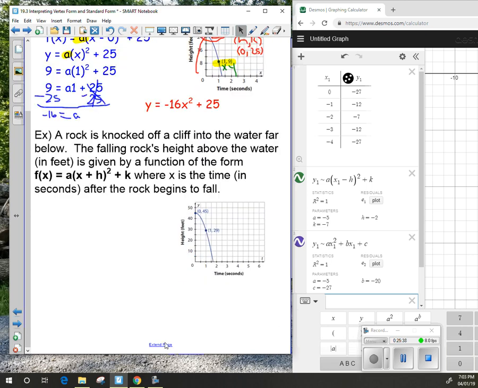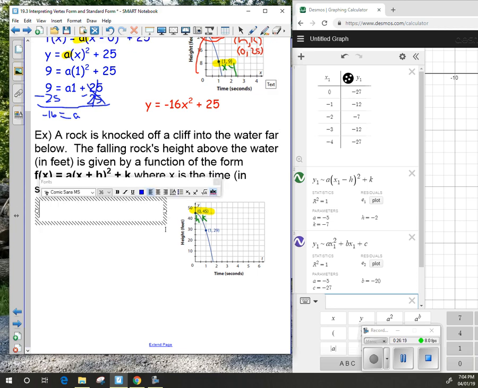Okay. And so here, a rock is knocked off a cliff into the water far below. Our second example: the falling rock's height above the water in feet is given by a function of the form f of x is equal to a times (x plus h) squared plus k, where x is the time in seconds after the rock begins to fall. Because that's where the rock is starting up there at the top, I know this is my vertex. So once again, I know the 0 is my h, and the 45 is my k. If I know those two things, then I'm able to plug those back in.